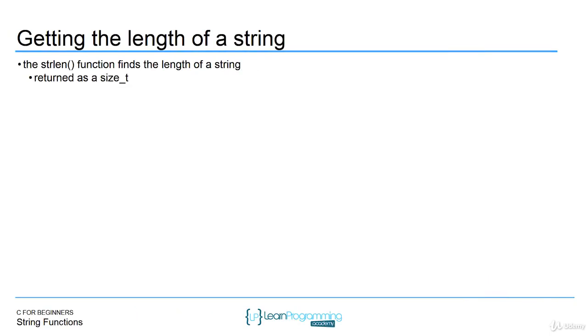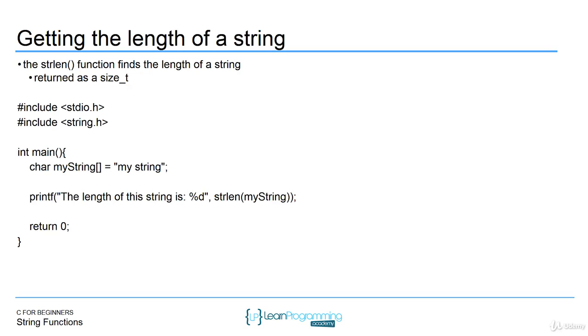Getting the length of a string. strlen is a function that finds the length of the string. It's pretty straightforward. It's returned as a size_t variable. You can pretty much use the size_t variable interchangeably with an int. But first you'll have to include that string header file if you want to use strlen. And this is how you use it.